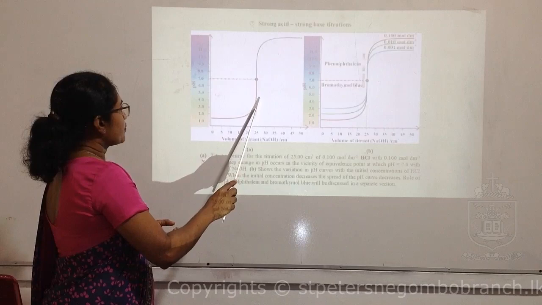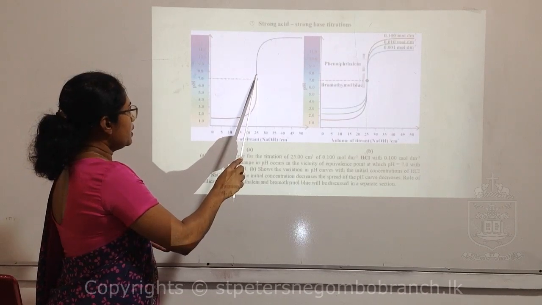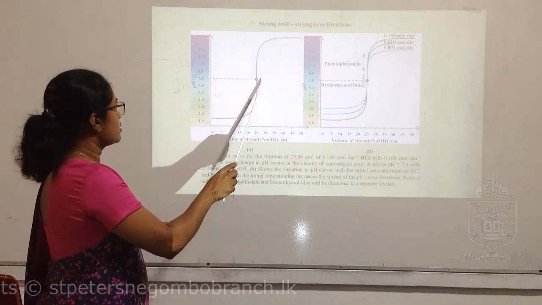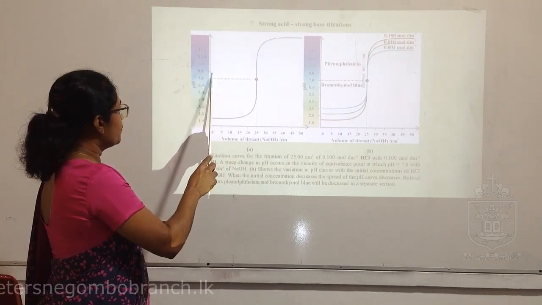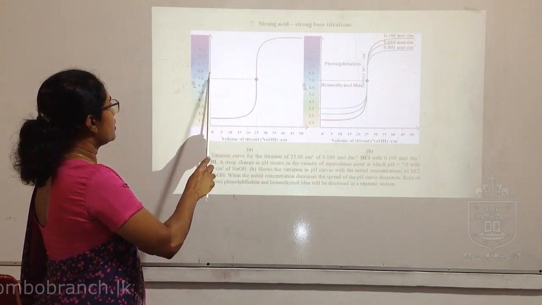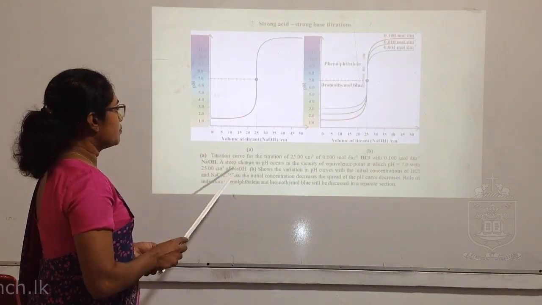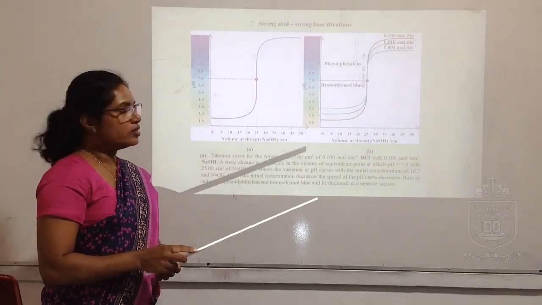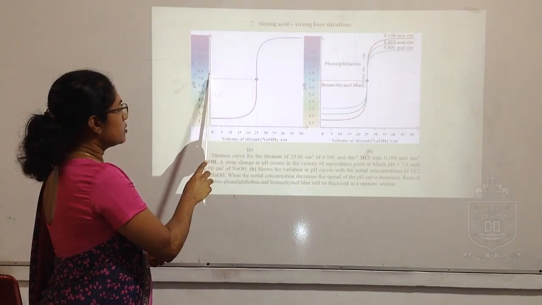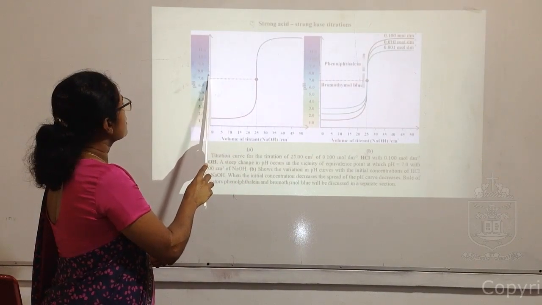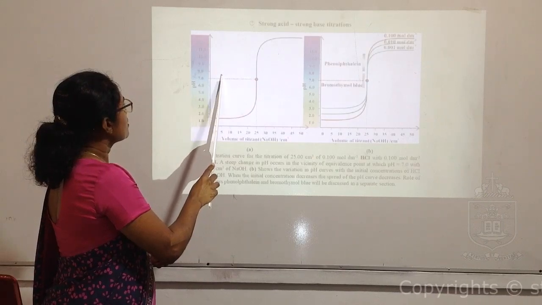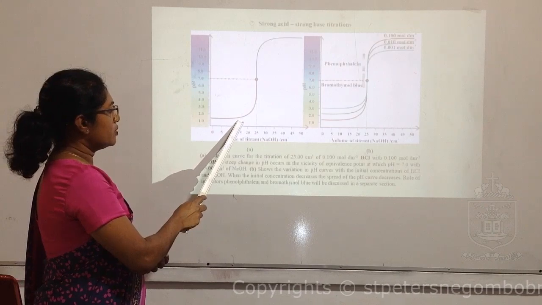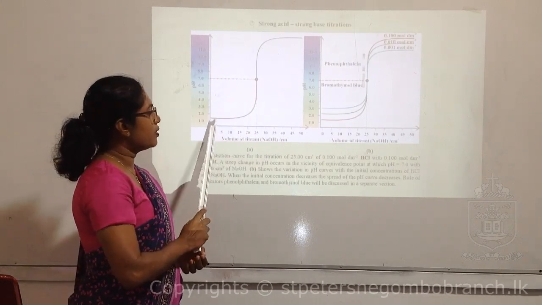and the middle point of that steep change is called the equivalence point. So in strong acid, strong base titration, the equivalence point is pH 7. If you see this graph carefully, you can find that.